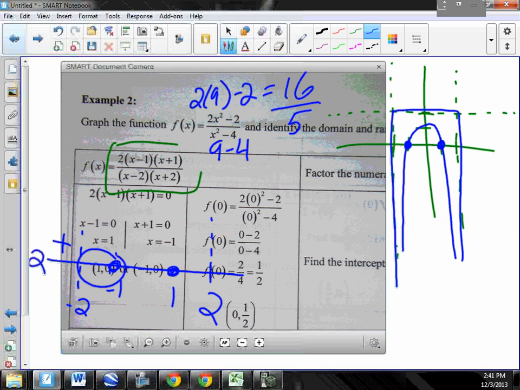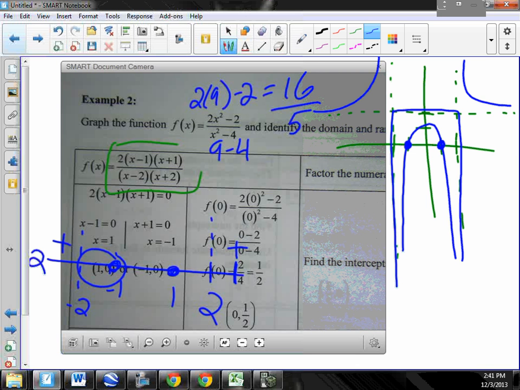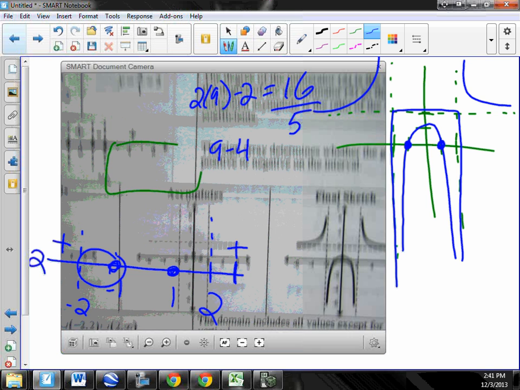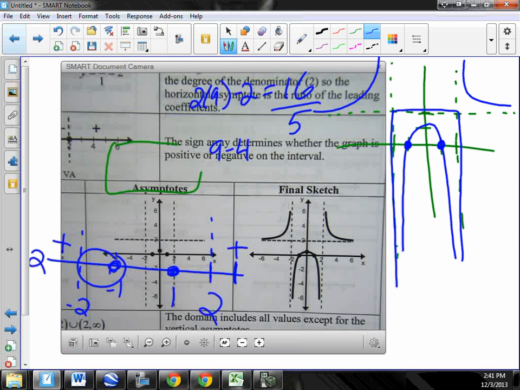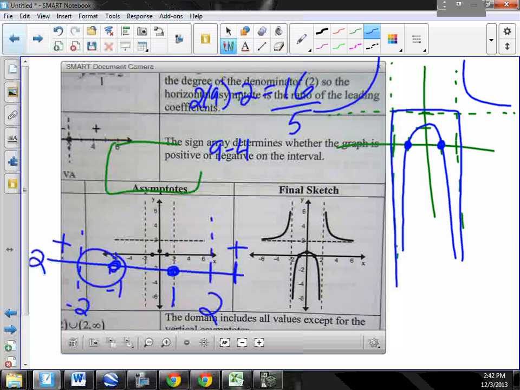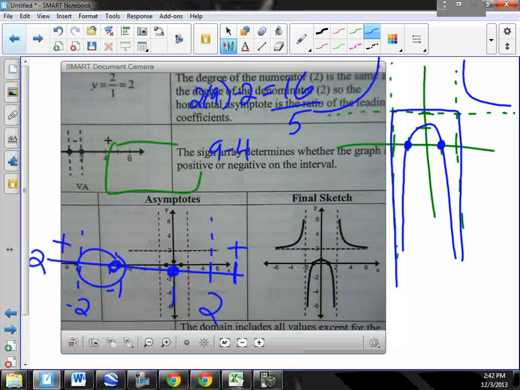Okay? And now I need to figure out what's on the right side. So I'm going to plug in 3, and it's going to be exactly the same as negative 3, right? You're going to get 16/5, which is bigger than 2, so positive, so my graph's going to look like this. Okay? Which is exactly what you see there on the final sketch. So they found the y-intercept. Sometimes that helps, but you don't really need it. All right, turn the page.